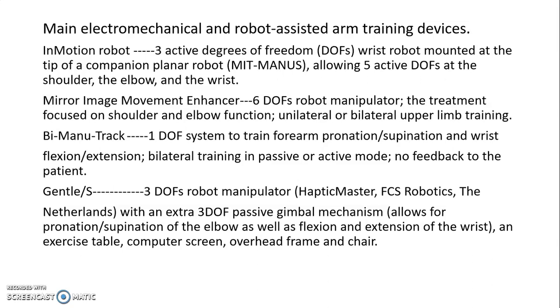Then you have the GENTLE/S equipment, otherwise known as the Haptic Master, FCS Robotics, made in the Netherlands. It has a 3 degrees of freedom robot manipulator with an extra 3 degrees of freedom. A passive gimbal mechanism allows for supination pronation of the forearm as well as flexion extension of the wrist. It comes with an exercise table, computer screen, overhead frame, and chair. These are all very highly sophisticated, very costly equipments.